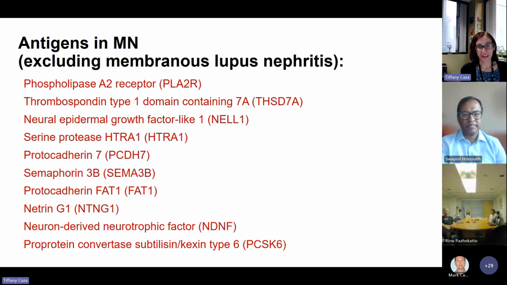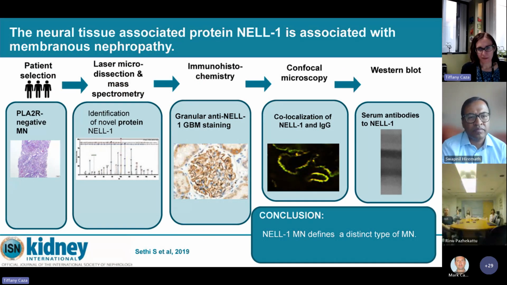And so there are a lot of antigens now in membranous that are not directly associated with autoimmune diseases. So we'll go through some of these, and I apologize if it becomes a little bit like alphabet soup, but there are a lot of antigens that are now described in membranous, and there's a couple that might be more important than others at this time because we need to gather more data to see the importance of some of these rare ones. So one of the more important new antigens is neural epidermal growth factor like 1 or NELL1.